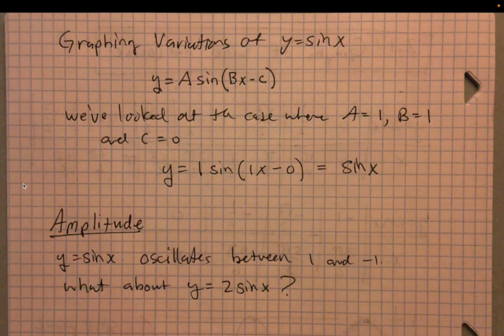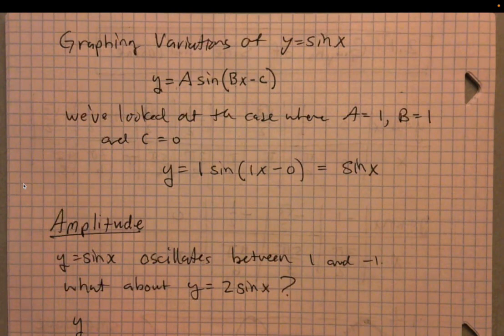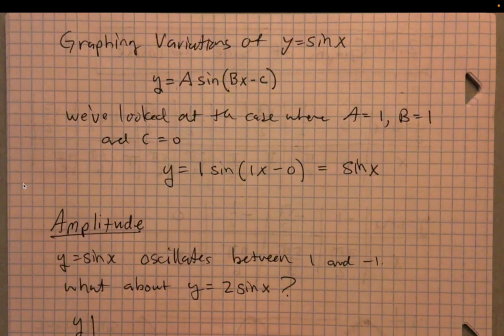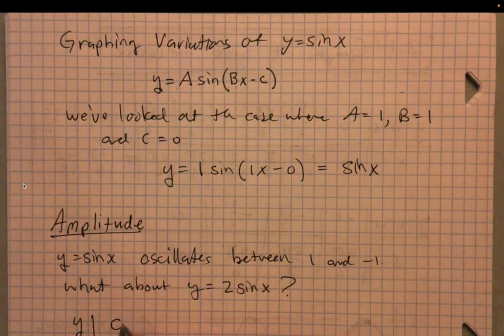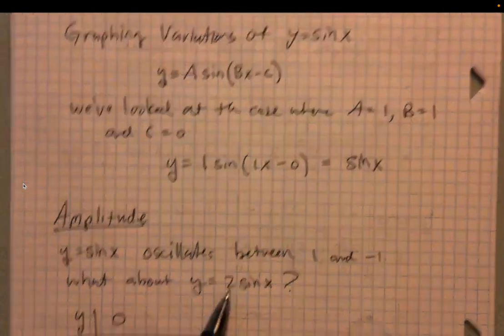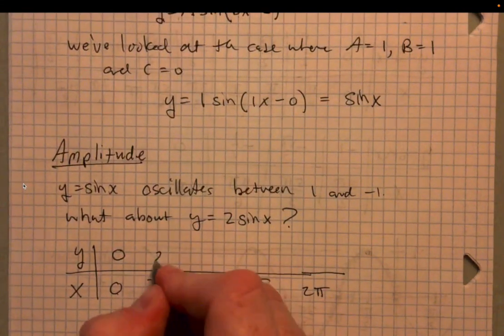Okay, and so let's set up something like before, not as many values here, but y's and x's. And so let's say I have my 0, my pi over 2, pi, 3 pi over 2, and 2 pi. Let's just take those handful of values. What happens when I plug those in? So sine of 0 is 0. So 0 times 2 is 0. Sine of pi over 2 is 1, and 1 times 2 is 2.